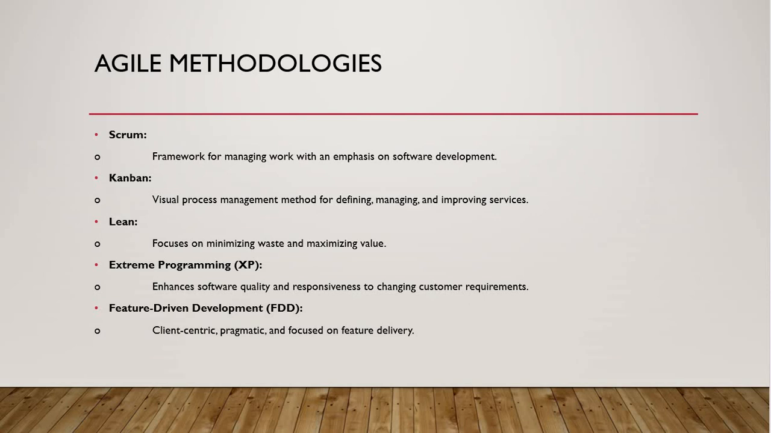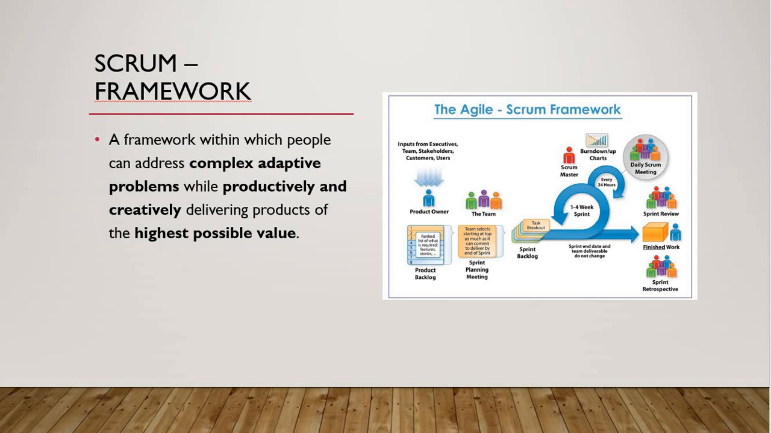Okay, these are some of the Agile methodologies. Common Agile methodologies we have are Scrum, Kanban, Lean, Extreme Programming, known as XP, and Feature Driven Development, FDD. So we are going to see the first one only. Scrum is a framework for managing work with an emphasis on software development. So this is the definition for Scrum.